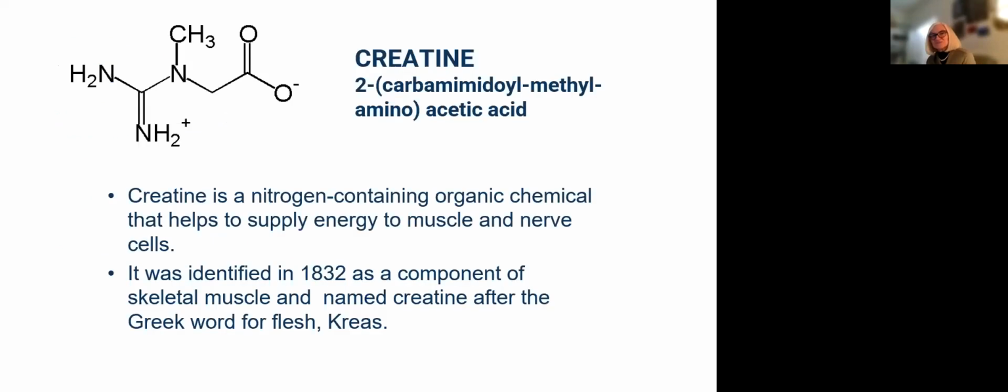So let's talk about creatine. Creatine is a nitrogen-containing compound which is used to supply energy to muscle and nervous cells. It was identified in 1832 as a part of the skeletal muscle. The name creatine derives from a Greek word, kreas, which means flesh.